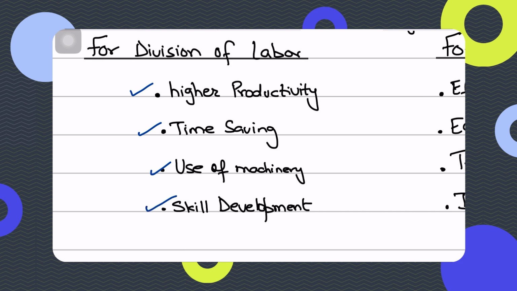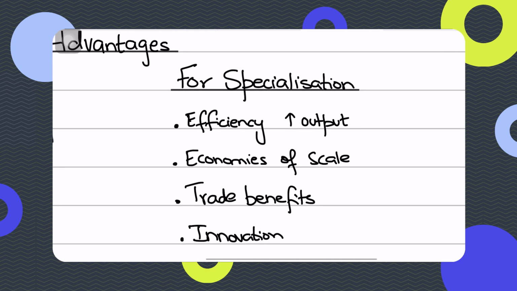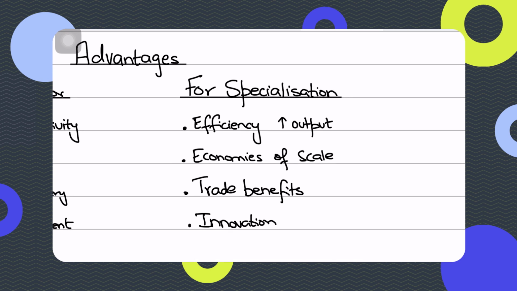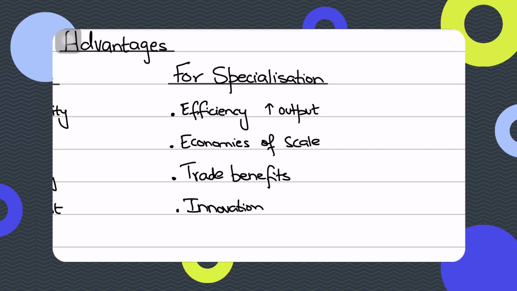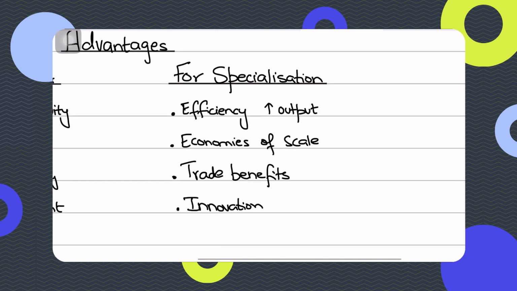It also results in skill development because workers gain expertise in a specific activity, right? As far as specialization is concerned, the advantages are that it results in higher efficiency, because resources are allocated to producing those goods that each industry or country or producer is best at producing. I mean, resources are allocated to what each industry or nation or producer does best. So it leads to higher output, right? Ultimately, nations also thrive in terms of higher economic growth and GDP.